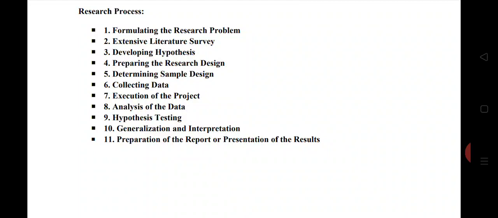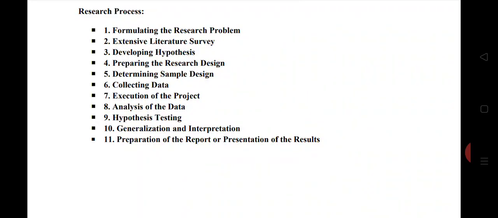Number 6, collecting data. Number 7, execution of the project. Number 8, analysis of data. You have to collect the data using any data collection technique that we would be studying in the next lecture, the data collection techniques. You have to select a data collection technique and collect the data. After collecting the data, you have to analyze the data so that you can get the findings.